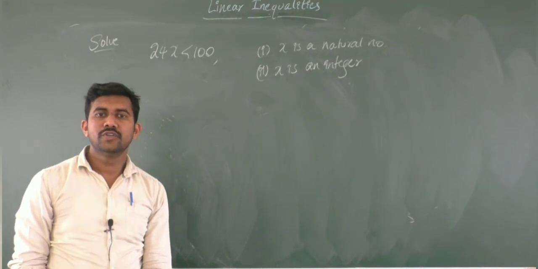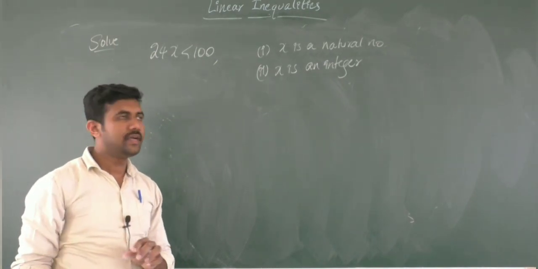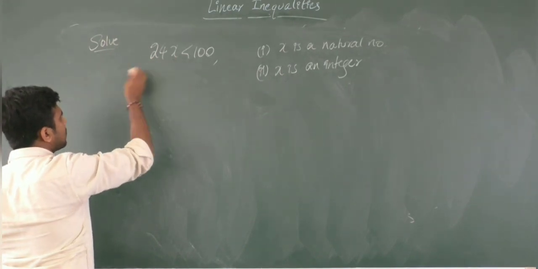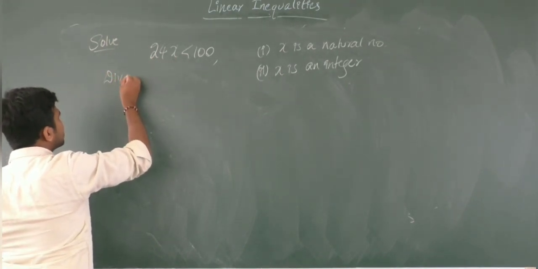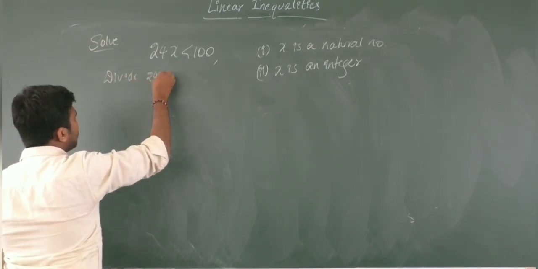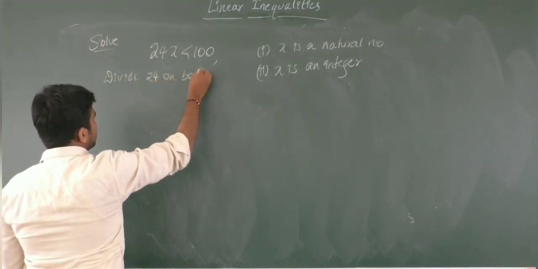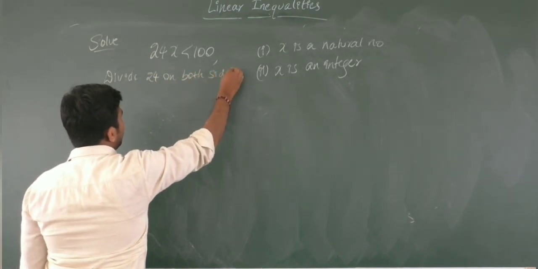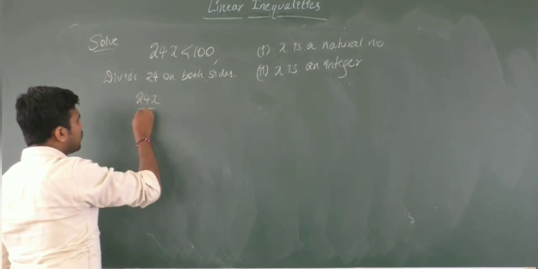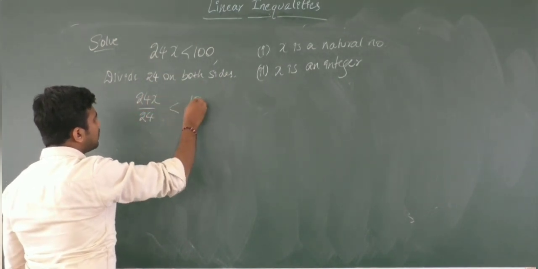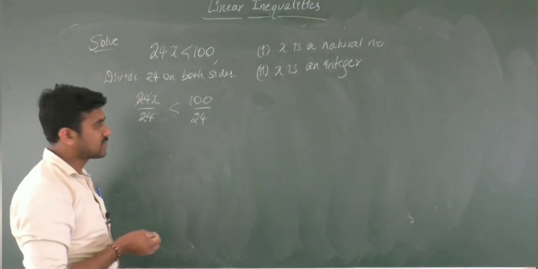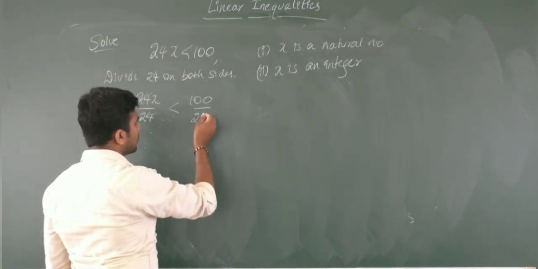To solve 24x is less than 100, use the rule we have. 24 is the coefficient of x, so we have to cancel it. So we have to divide 24 on both sides. If we divide 24 on both sides, what will we get? 24x by 24 less than 100 by 24. So 24 gets cancelled, and simplify. What will we get? See.